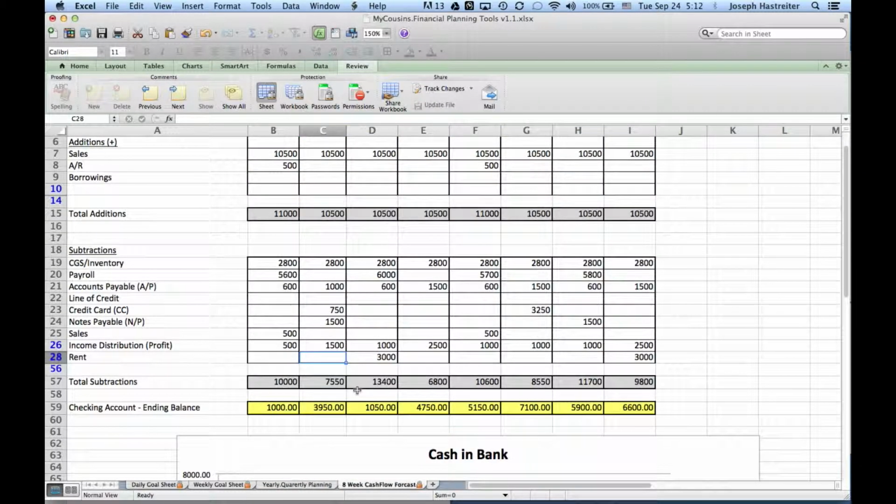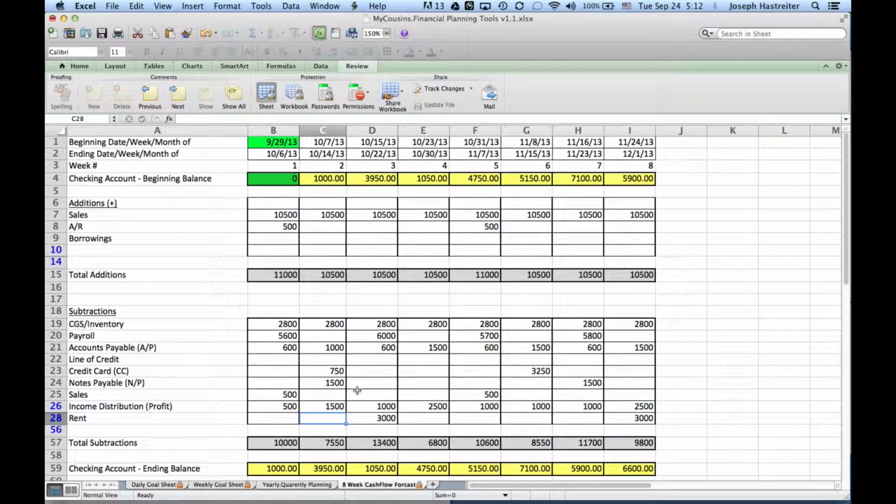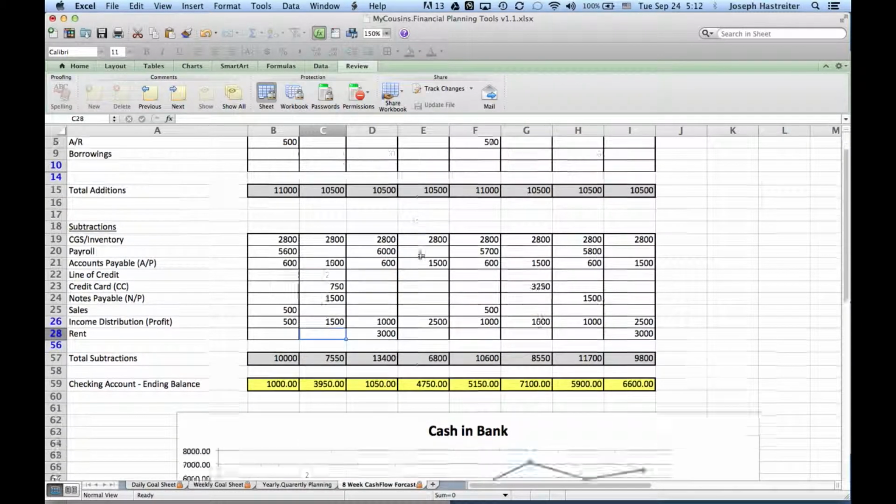So based on the number that you want, the cells would change red if they fell under, in this case, 1,000 or whatever you wanted that number to be. Obviously, if it fell negative, it would always turn red with white font. And if it was ever over the 1,000 or whatever number you wanted, it'd be yellow. So that's essentially how to do an 8-week cash flow forecast.